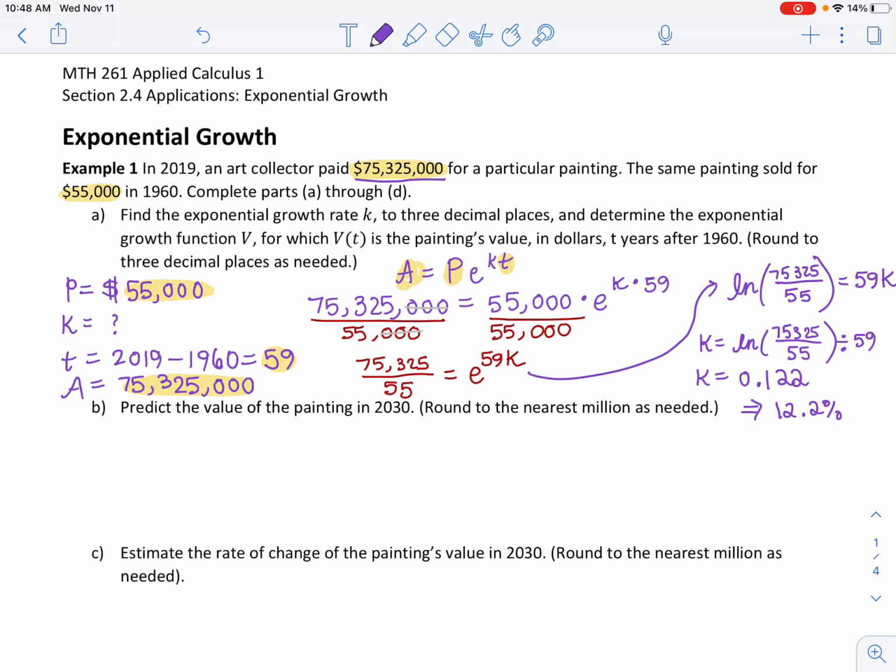Okay, so we found it. Now let us write the equation for V of t. V of t is equal to the initial value of 55,000 times e raised to the 0.122 times t. Let's leave it as t because we're not always looking for the painting's value in 2019. Because this 59 was the corresponding number for 2019, but we should be able to use this function to figure out the value of this painting in any given year. So that's it, we found the equation.